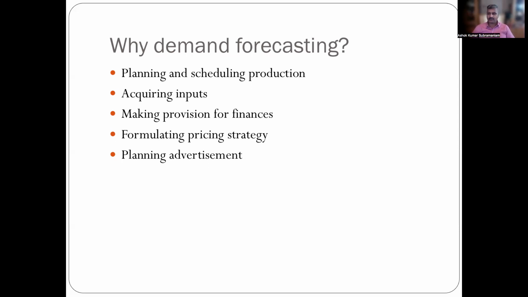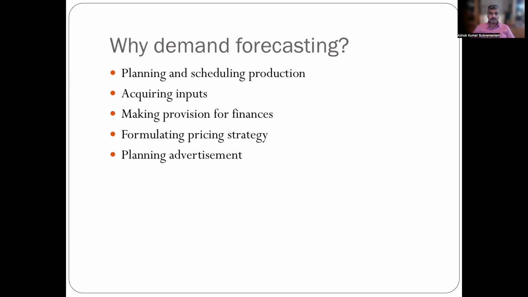Second one, acquiring inputs. In the current scenario, after COVID, the raw material prices have jumped up, shot up like anything. You cannot purchase raw materials and keep them in your organization for a very long period, because the cost of raw materials is increasing. So if you know what the exact demand is, accordingly you can purchase your raw materials. That is input. Not only inputs, the tools and machines required, everything can be calculated according to the demand you have predicted.